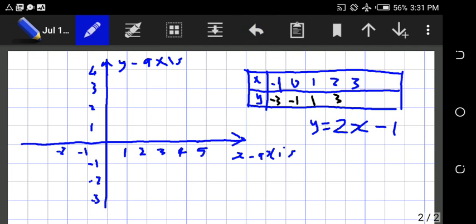6 minus 1 will give us 5. So we have these as the values. The next thing we'll do is to go ahead and plot the values. So we have this first one here.